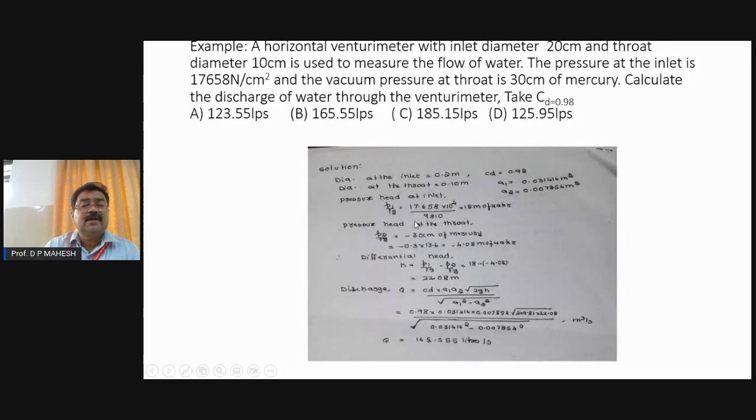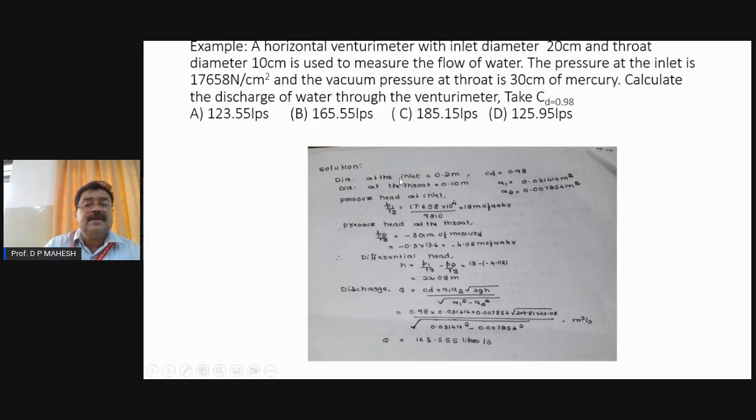And now, friends, let's look at a problem using Bernoulli's equation for a device like the venturi meter. A horizontal venturi meter with inlet diameter 20 cm and throat diameter 10 cm is used to measure the flow of water. The pressure at the inlet is 17,658 Newton per cm square, and the vacuum pressure at the throat is 30 cm of mercury. Calculate the discharge of water through the venturi meter. Take CD value 0.98. Here you have four options.